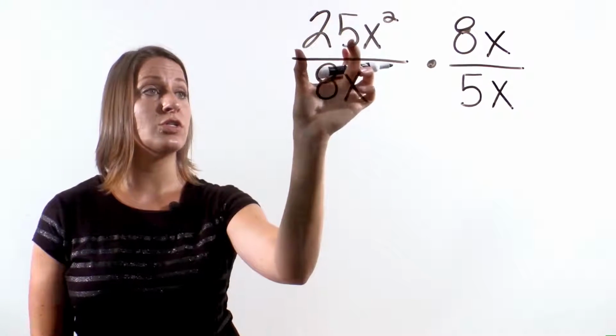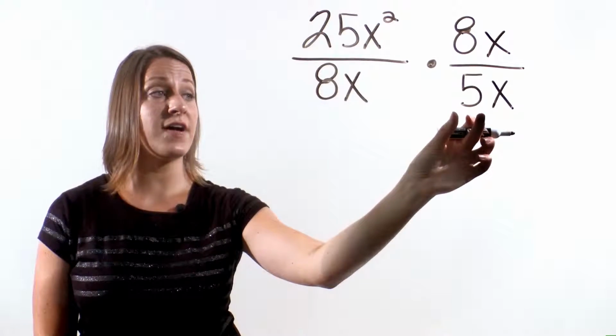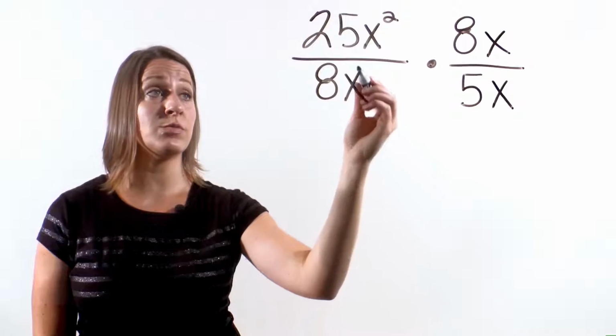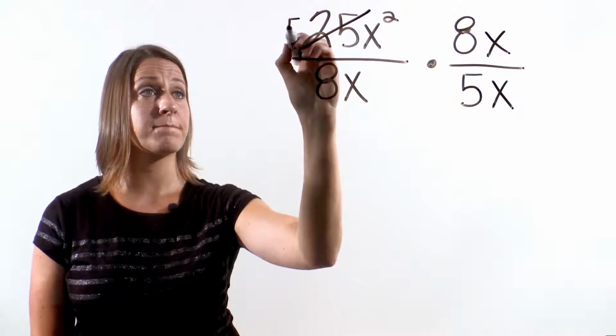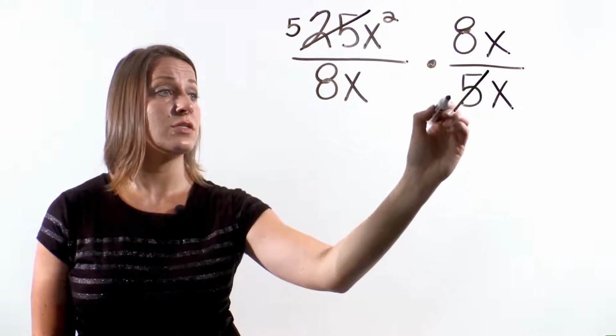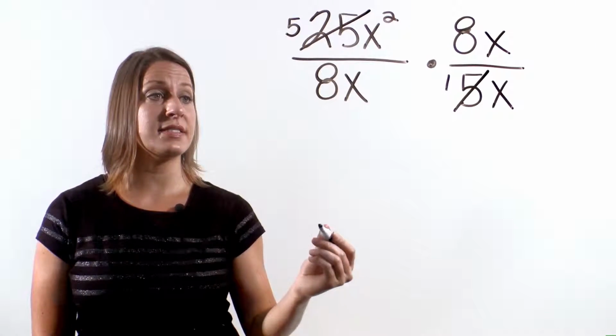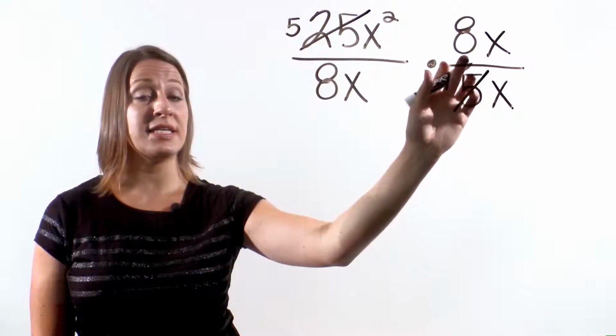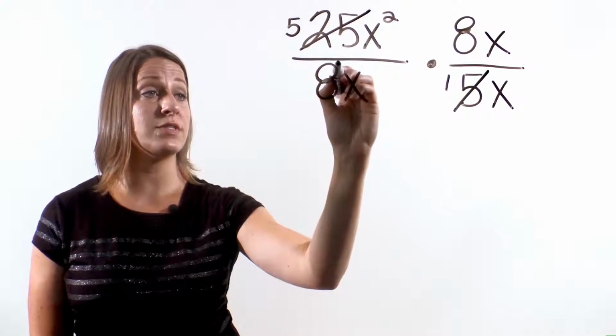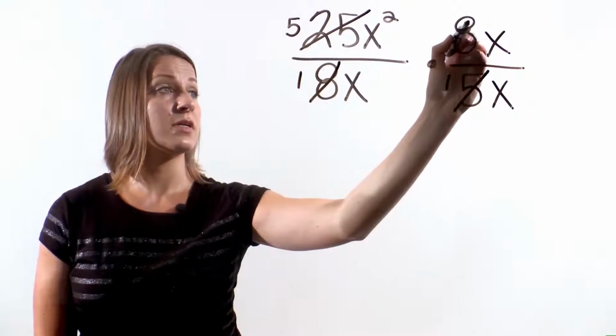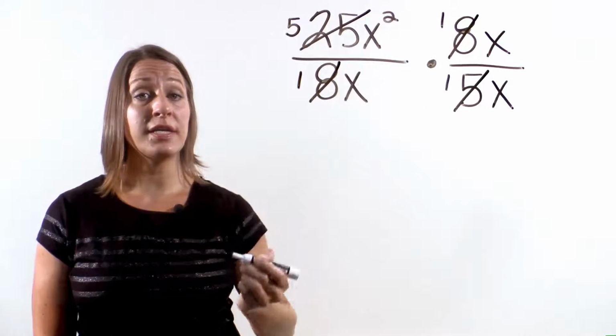For example, 25 and 5, both of them are divisible by 5. So you can cross those out and put a 5 and a 1. Next, let's take a look at this 8 and 8. Both of those are divisible by 8, making that a 1 and a 1.